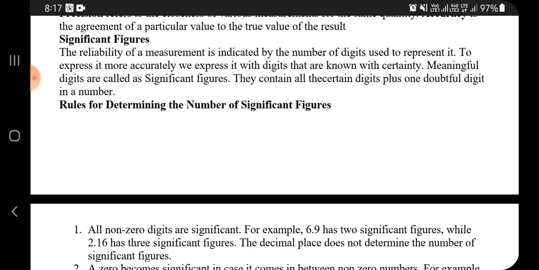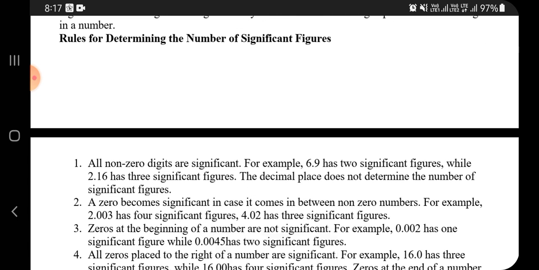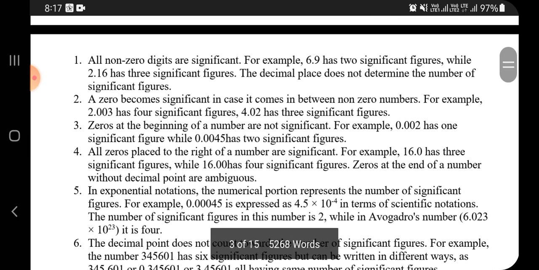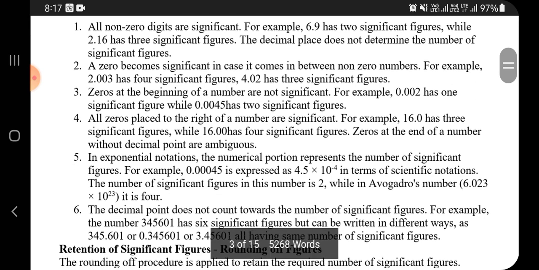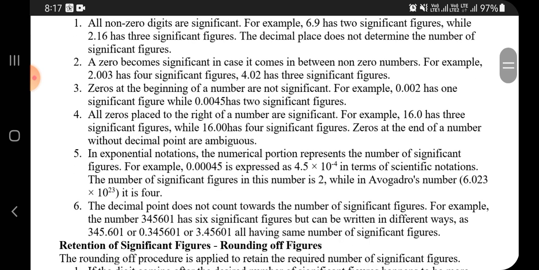Significant figures. The reliability of a measurement is indicated by the number of digits used to represent it. To express it more accurately, we express it with digits that are known with certainty. Then the rules for determining the number of significant figures. All non-zero digits are significant. All zeros between non-zero digits are significant.